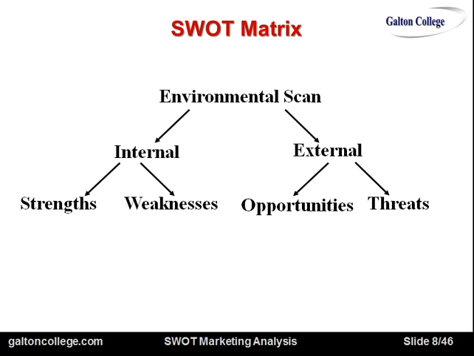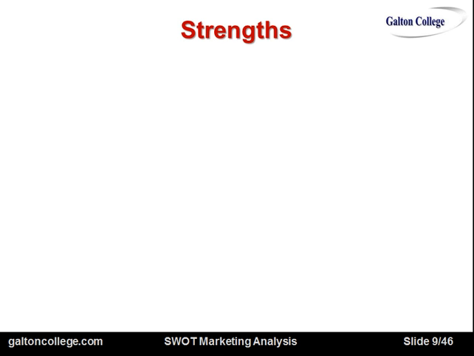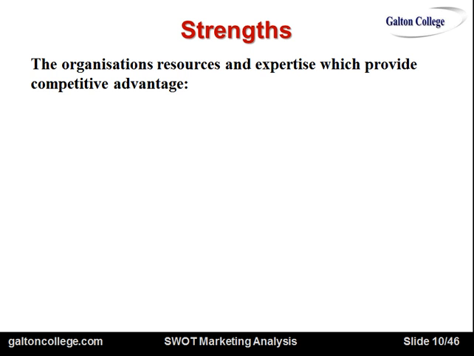Now what I'm going to do in the rest of this talk is to go across lists of the strengths and the weaknesses, opportunities and the threats, go across each of them in more detail and look at factors or situations that could be grouped under those headings. And we'll start with the strengths. So we'll start there and we'll say that the organization's resources and expertise which provide competitive advantage.